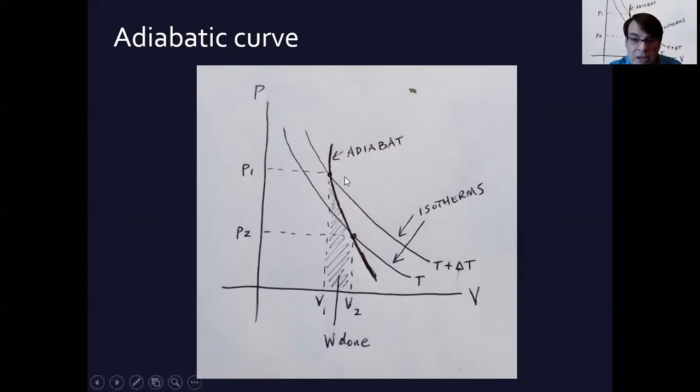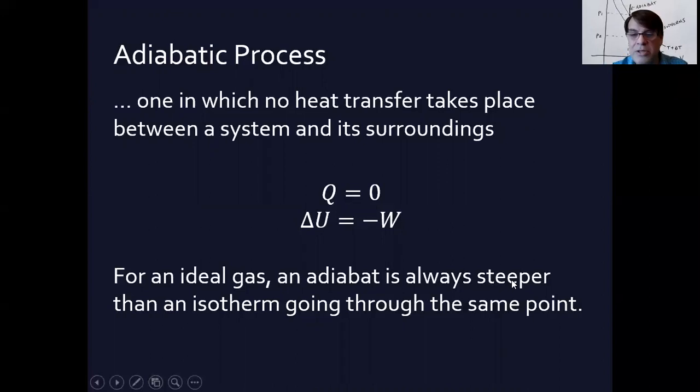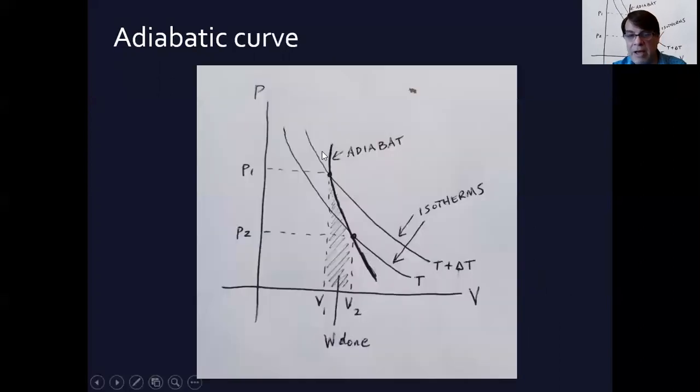Okay, so these lines here are what are called isotherms because they are at a constant temperature. An adiabat is not at a constant temperature. And so what we find is that the curve of an adiabat is going to be steeper than the curve of the isotherm it hits at any particular point. So for an ideal gas, an adiabat is always steeper than an isotherm going through the same point. Okay, it's kind of like an acrobat. Yeah, whee. Okay, let's move on. It's a very steep slide. That'd be fun, maybe, as long as there's something soft to land in.